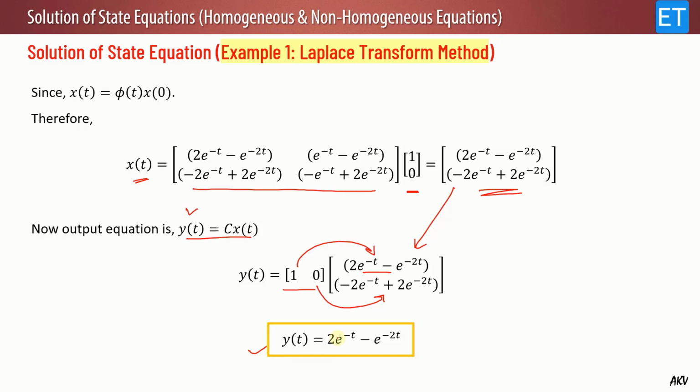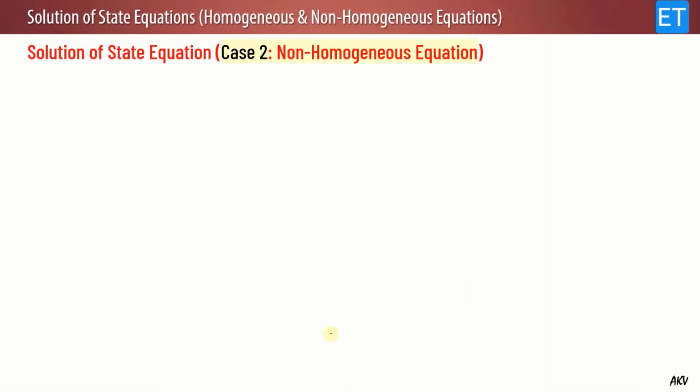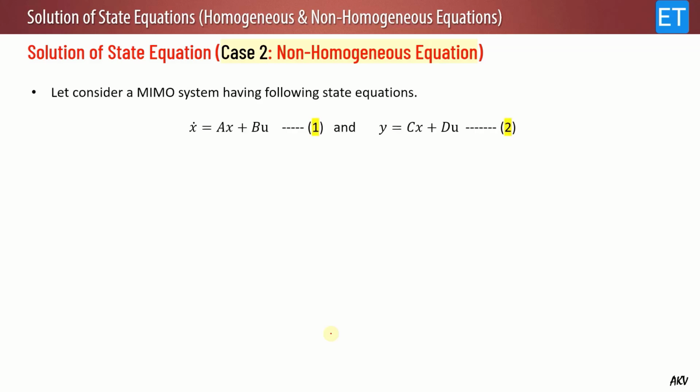This output y(t) is because of only the initial conditions, right? Now we will go for the non-homogeneous equations. That means in the previous case we have considered no input, but in this case we will consider the input as well as the initial conditions. I mean, the system has some initial conditions and some input is also applied to the system. Then in that case, how can we find the system response?